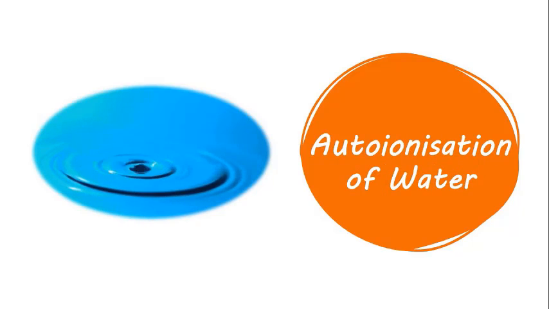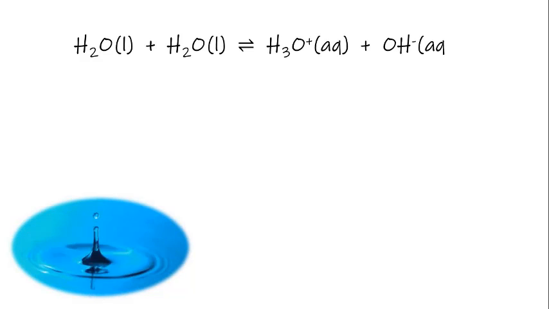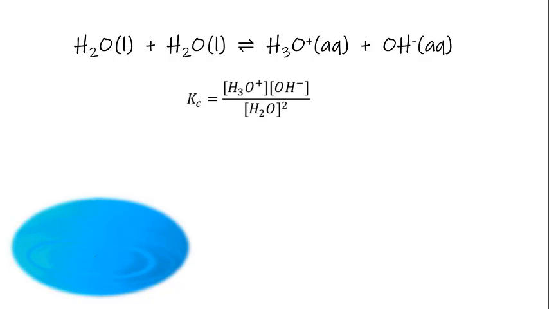Auto-ionization of water. Water can act as Bronsted Lowry acid or Bronsted Lowry base. Water dissociates very slightly into ions in an equilibrium process called auto-ionization of water. The equilibrium constant for this process is expressed as Kc equals concentration of hydronium ions times concentration of hydroxide ions divided by concentration of water molecule to the power of 2.